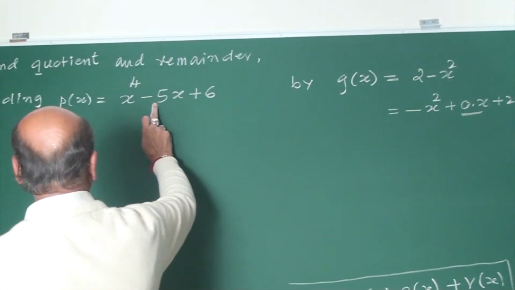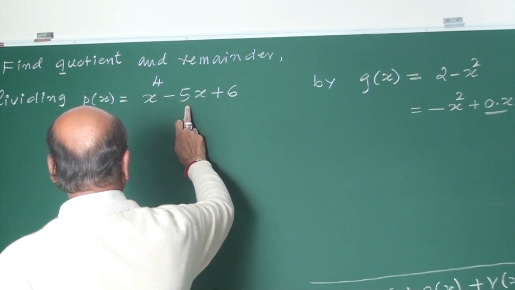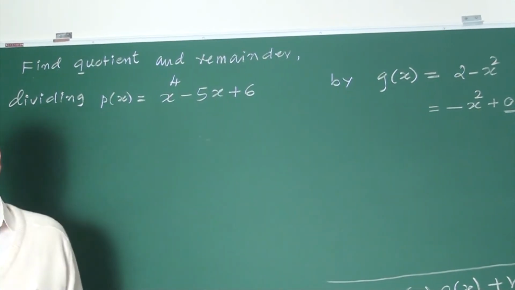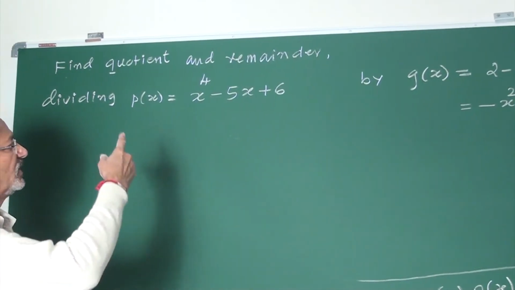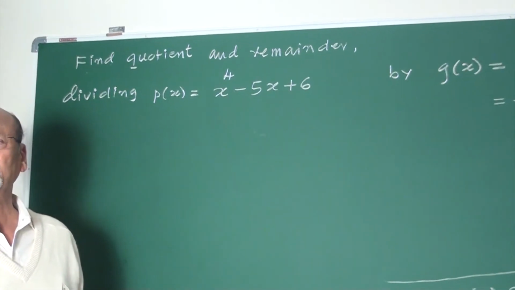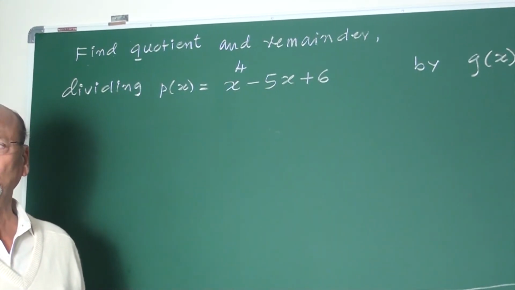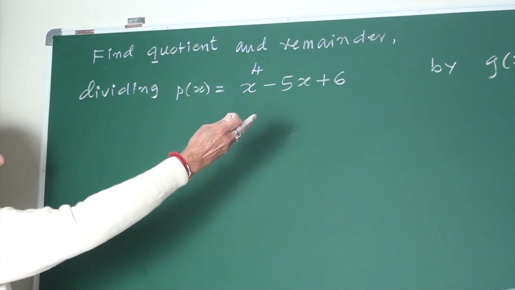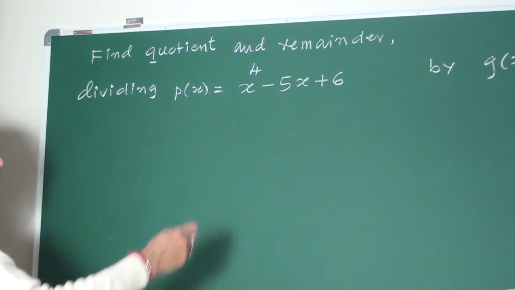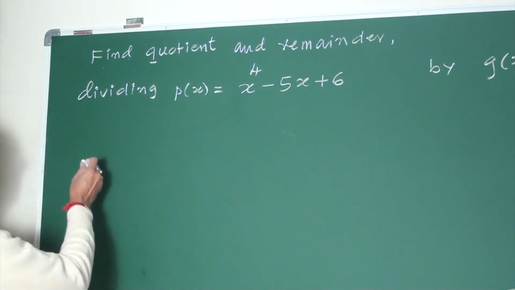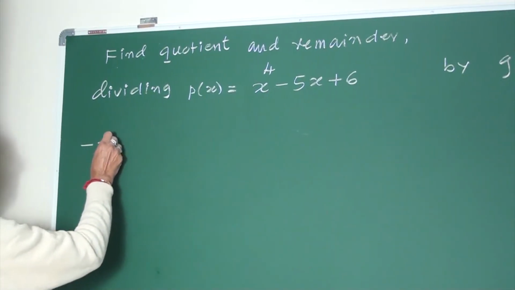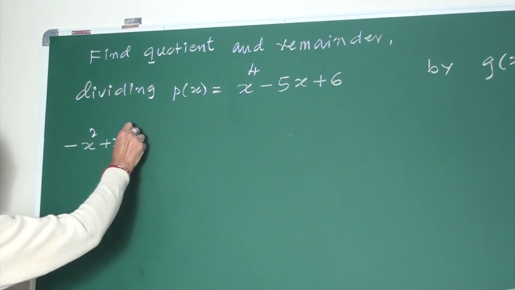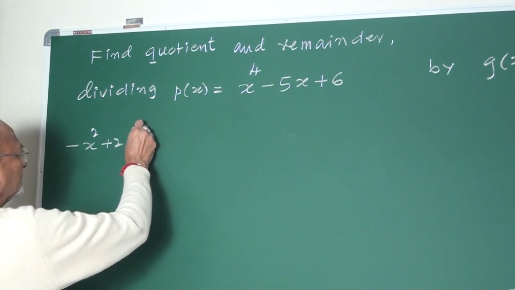But here, if you wanted, you can write what? The terms absent are x to the power 3 and x squared. You can write them as 0 into x cube and 0 into x squared. Yes, my friend, I hope it is not necessary there. I write the divisor as minus x squared plus 2, in decreasing order. Yes, you know the method.